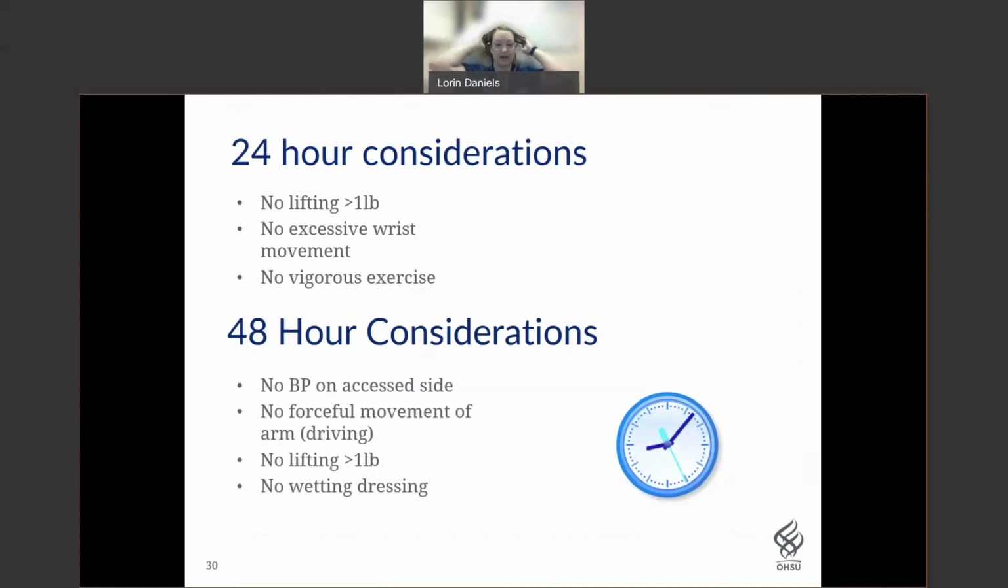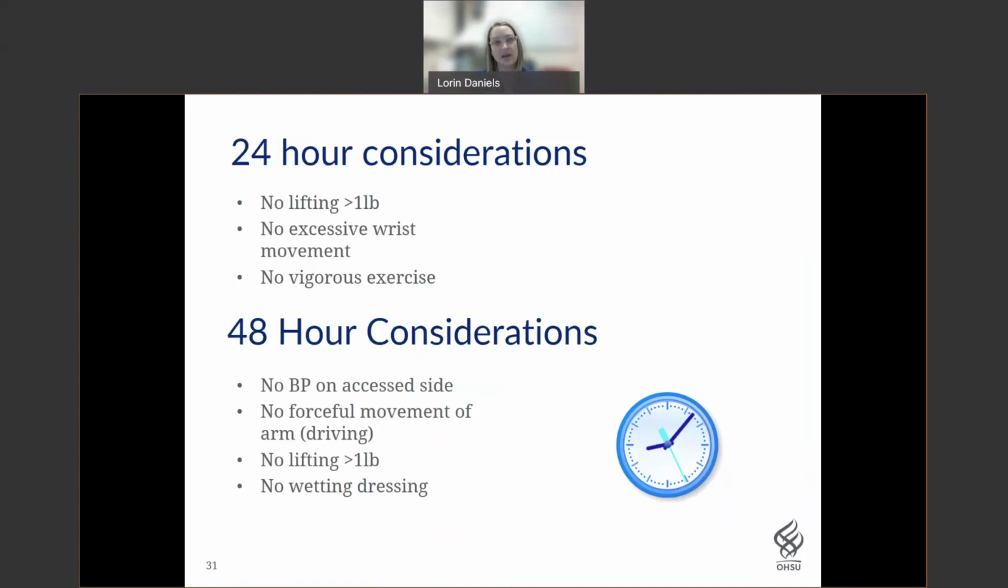So let's talk about the things we need to educate our patient about after they've had this procedure, and how the post-procedural restrictions crescendo as time goes from 24 hours to 7 days. For the first 24 hours, they're not allowed to lift more than 1 pound with the affected side. They shouldn't be excessively moving the wrist. It's okay to give it a little bit of movement, but nothing that reaches the stretches of the range of motion. They should keep it really moderate and conservative movement, no vigorous exercise.